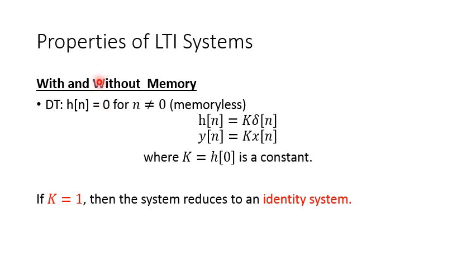So for a system, if the impulse response of the system is 0 for n not equal to 0, then such a system is called a memoryless system. If this condition doesn't hold, then we say a system is with memory, right? All these things you have done in your signals and systems course, so I will just go quickly through them. If you have any confusion, you can ask me in the live session.